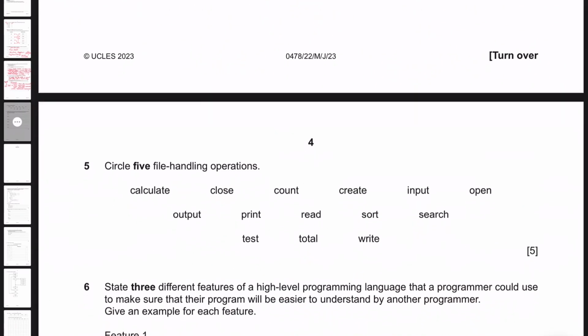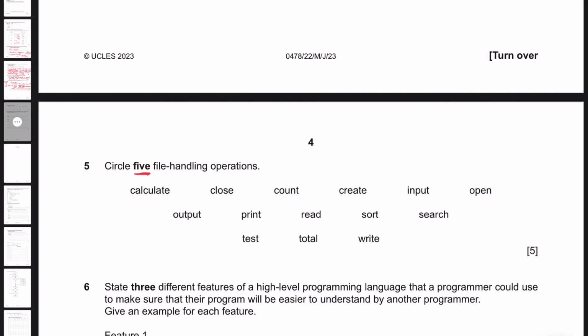Okay, question 5. Now, I believe this has been removed from the paper. It was during COVID times, remember, or just after COVID times, and for some reason this question was removed. But it says circle 5 file handling operations. It's on the paper, so I'm going to do it.